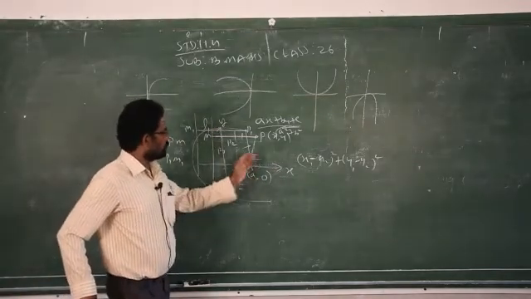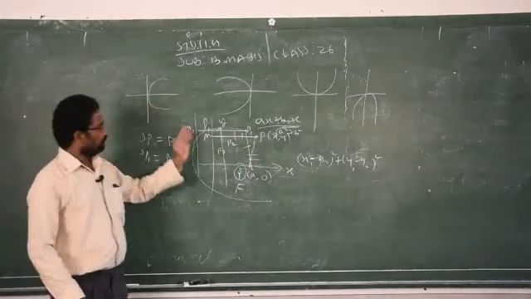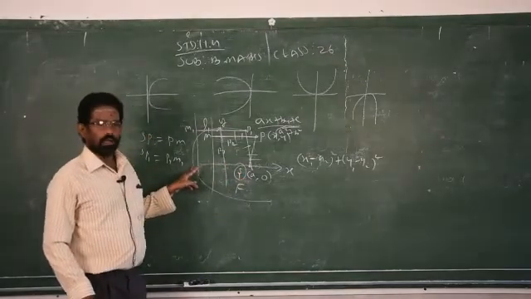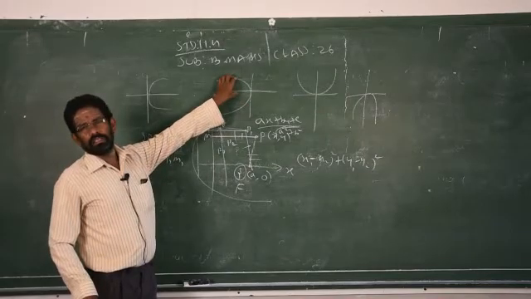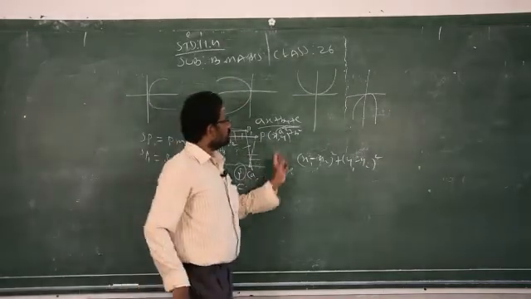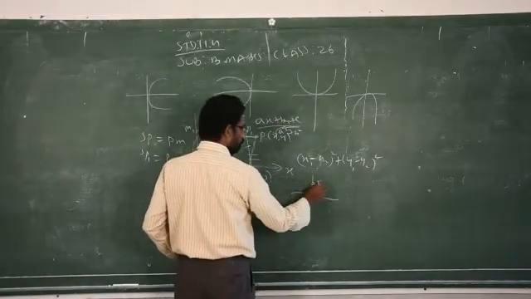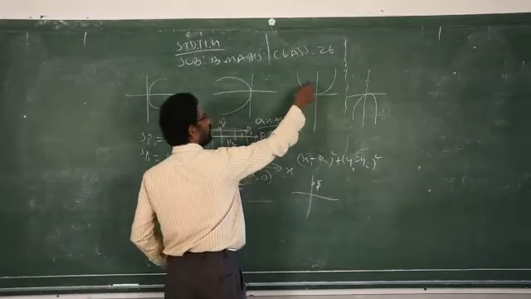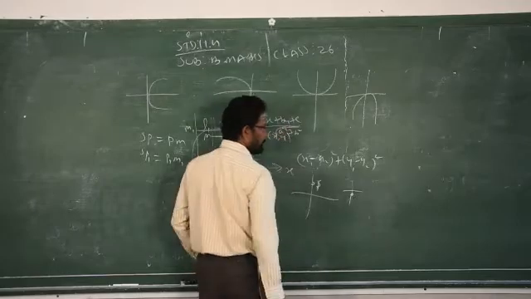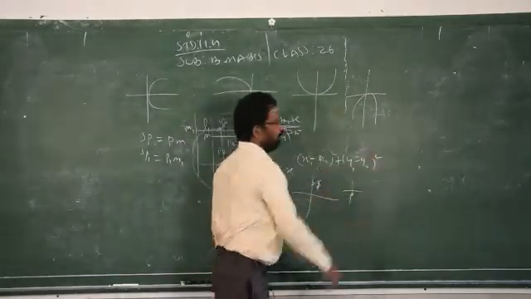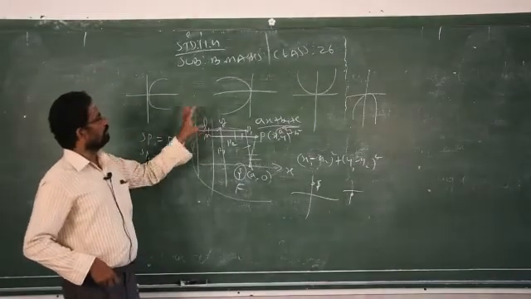If you take the focus on the x-axis on the positive side, you will get this form. If you take the focus on the negative of the x-axis, you will get left side open. When the focus is on the y-axis, positive, you will get open upwards. When you take the focus on the y-axis on the negative side, you will get open downwards. Clear? So this is a very simple parabola, but you have to memorize the generalized form.